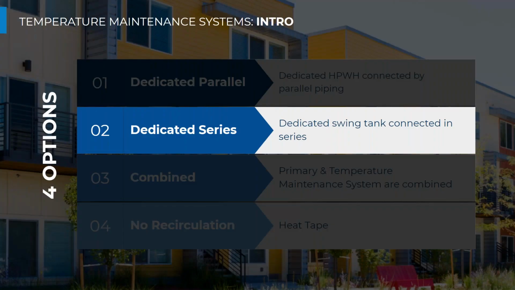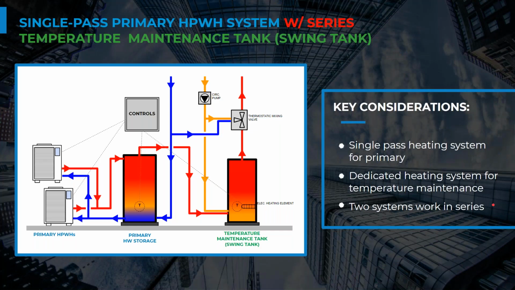So we're going to talk about our dedicated series or swing tank system. We call this a swing tank because this tank is designed to swing in temperature from about 140 to 120 degrees during normal operation. Here we once again have a dedicated system, so we can draw a line down and essentially have the cold water go into one tank and the hot circulation go into another tank. Our primary heat pumps are doing the same exact thing. They're taking cool water in and making it hot, the same thing as they were doing with the dedicated parallel loop tank arrangement.